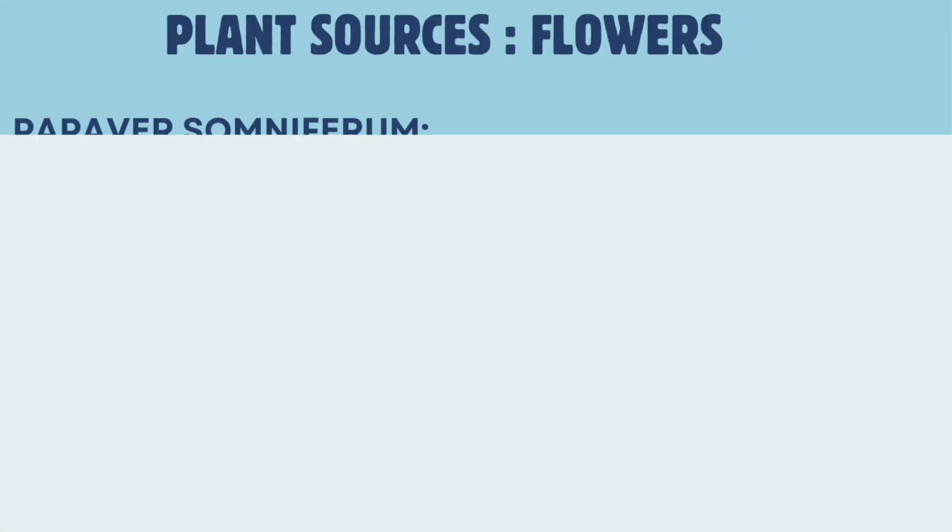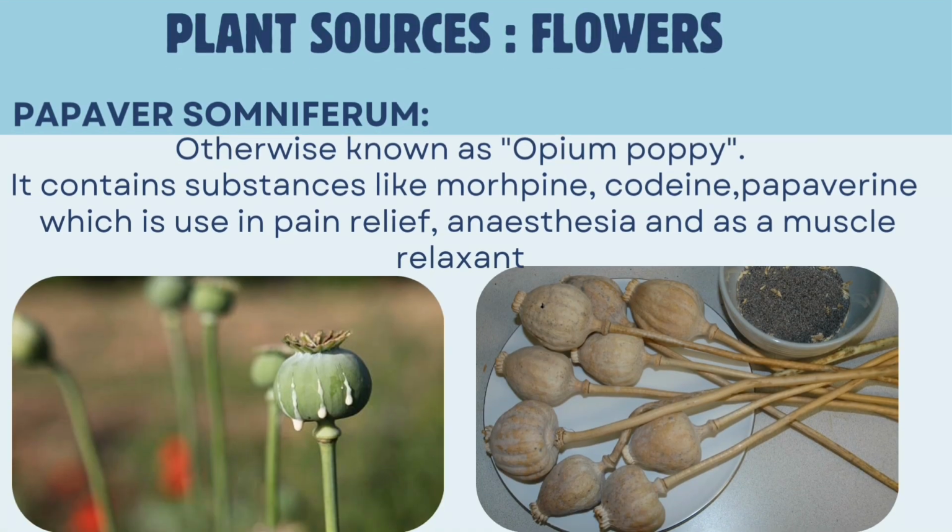Other parts of plants to look at are the flower. An example is the Papaver somniferum, otherwise known as opium poppy. You can also call it the foxglove plant. It contains substances like morphine, codeine, papaverine, which is used in pain relief, as an anesthesia, and as a muscle relaxant. The next part of plants to look out for are the fruits.